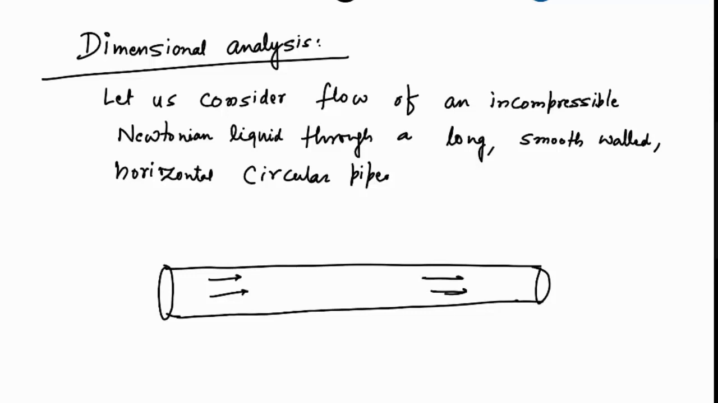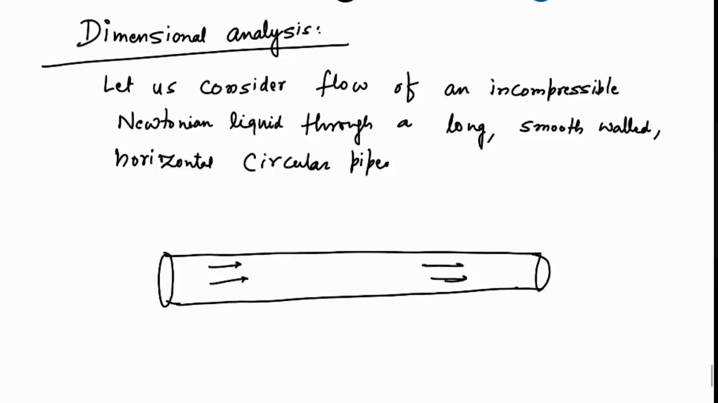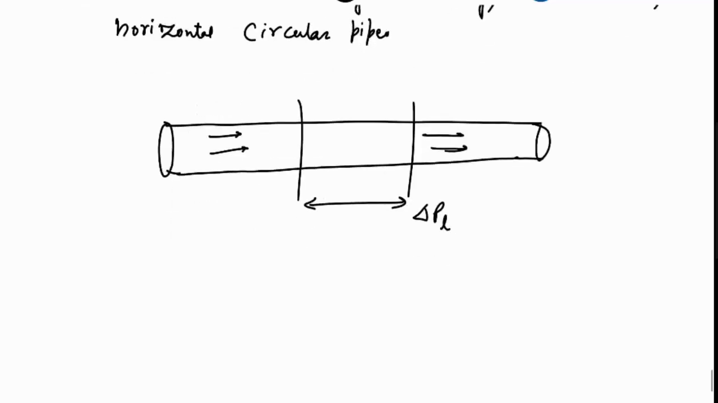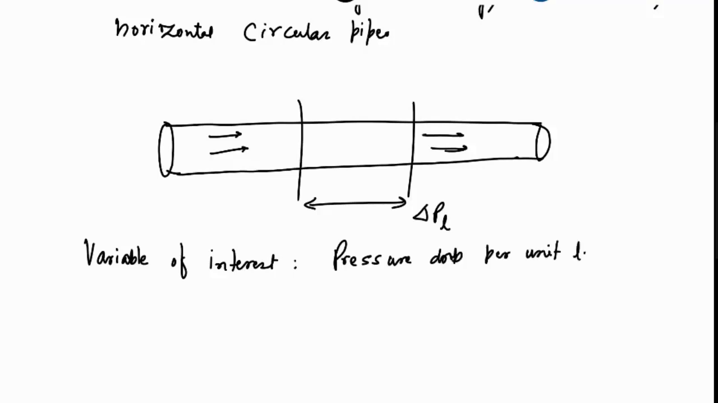And we want to find one thing. What is the pressure drop per unit length? So we are interested in how much pressure drop there is in this length. So pressure drop per unit length, we are writing this as delta P. So what is the variable of interest? We are interested in pressure drop per unit length.